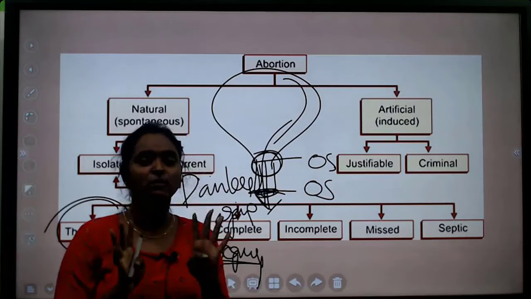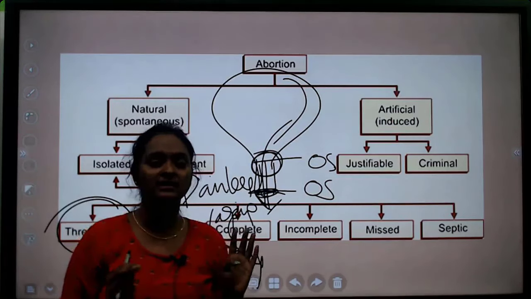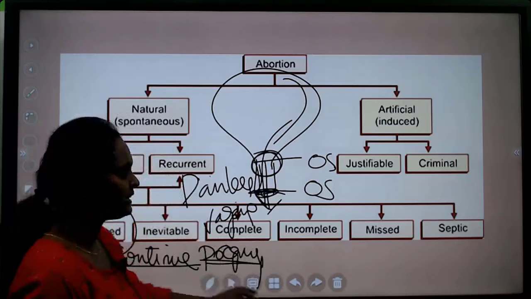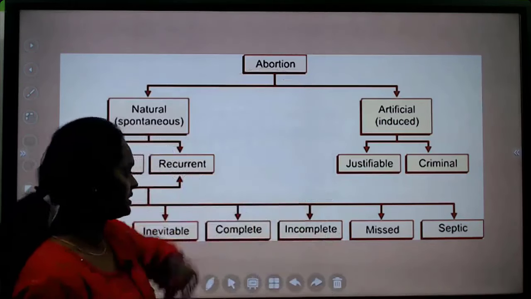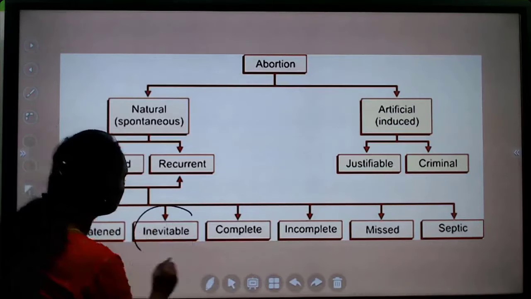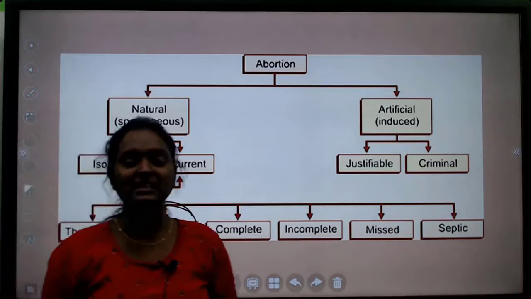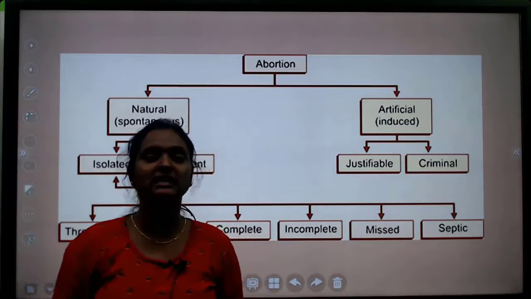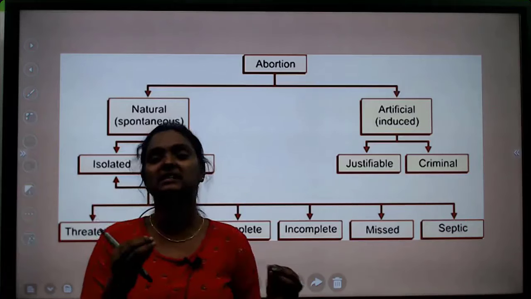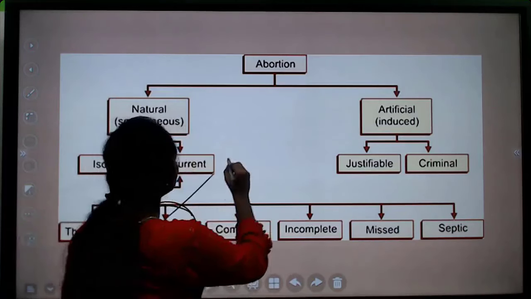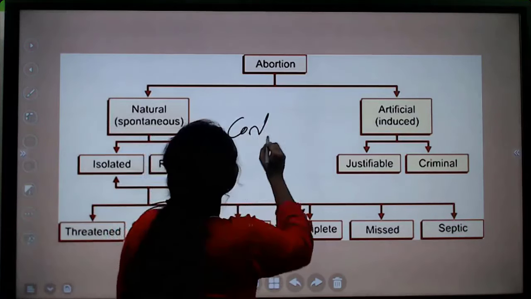So these four points you have to remember from an exam point of view. From here there are chances that questions will be asked. And next, inevitable abortion. So what is this inevitable abortion? It is that the continuation of the pregnancy is not possible.